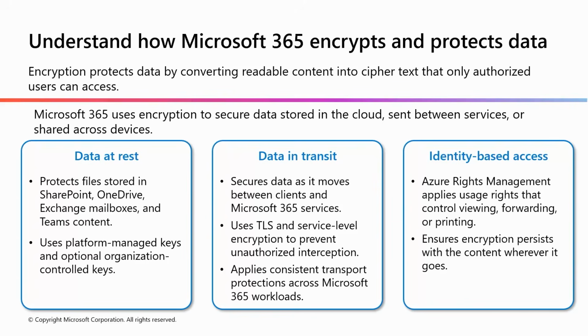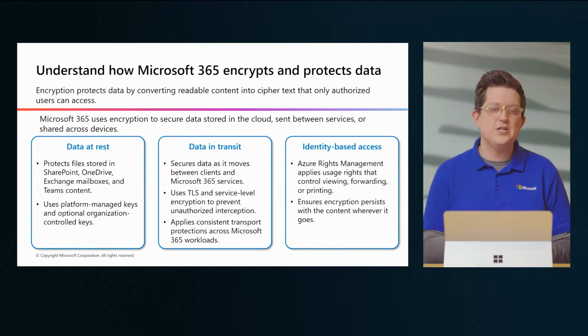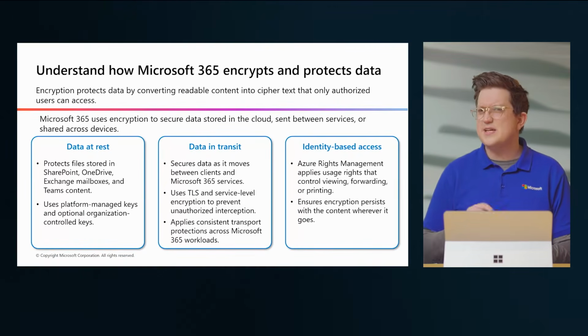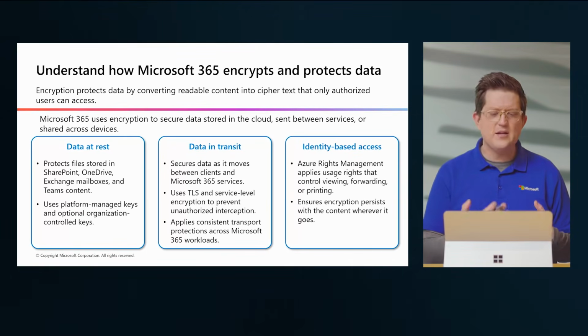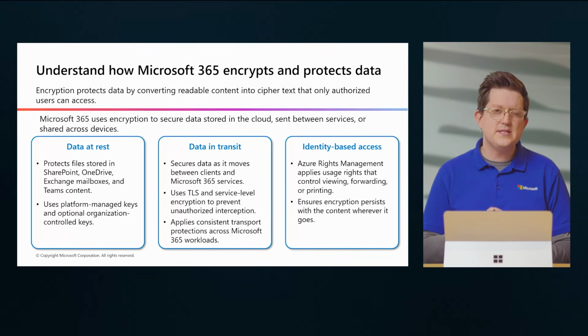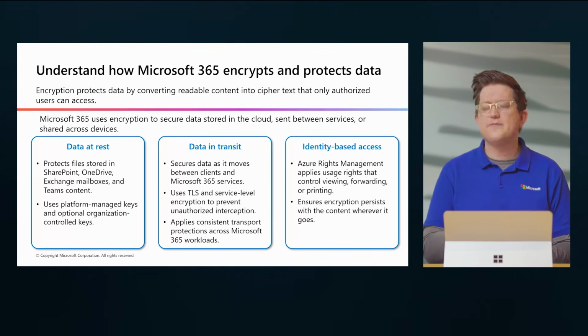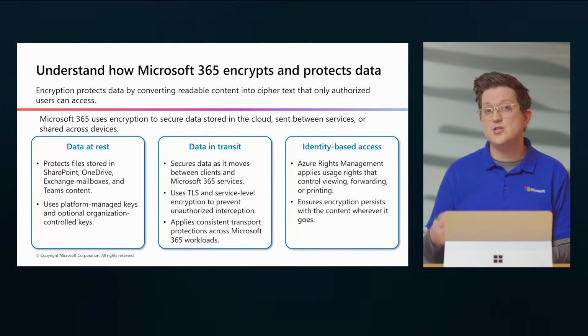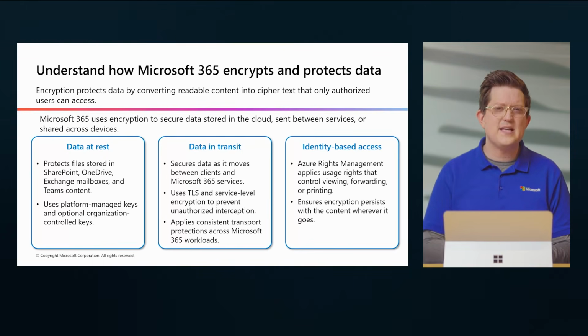But of course, we can also situationally apply additional controls around encryption. Identity-based access is an interesting one because we can actually add Azure Rights Management controls to prevent viewing and forwarding and printing of files through a secondary layer of encryption. This gives us a persistent mechanism to ensure that even if a file is shared outside of an organization, we can still have that same protection applied.